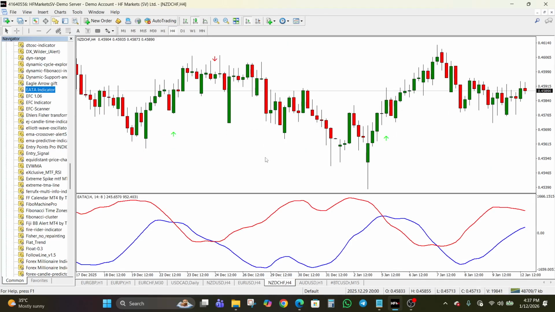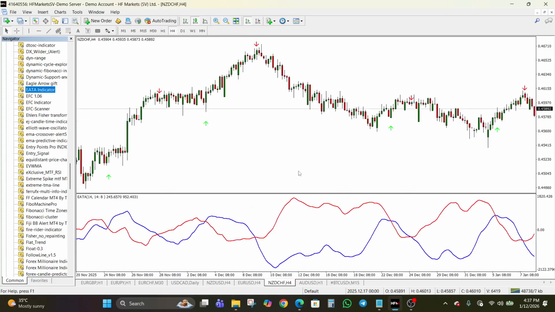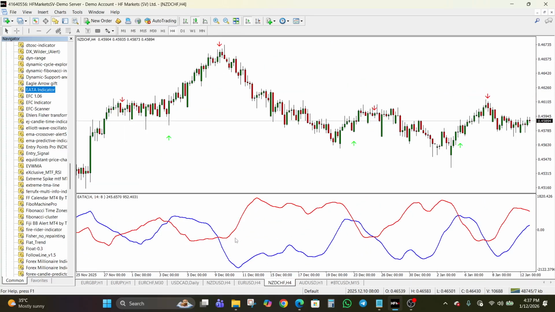Okay, so this is how the indicator looks like. It gives you buy and sell signals via the arrows, and then it also helps you to understand the prevailing momentum at the time. When the red line crosses above the blue line, it shows bearish momentum is beginning to take dominance, right? And then when the downward red arrow appears, it's a sell signal.